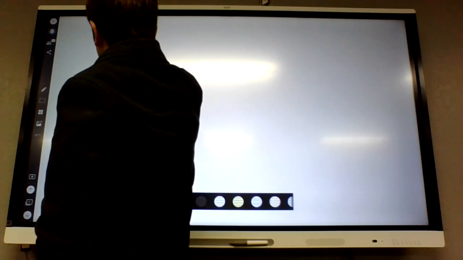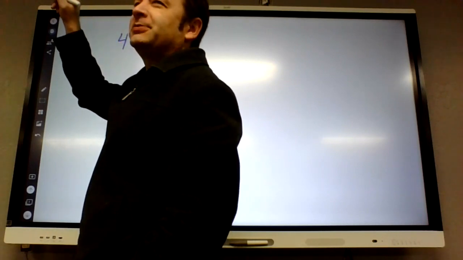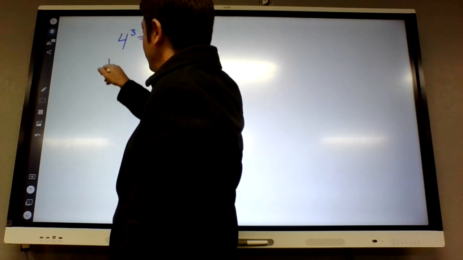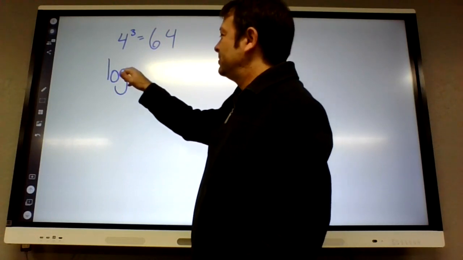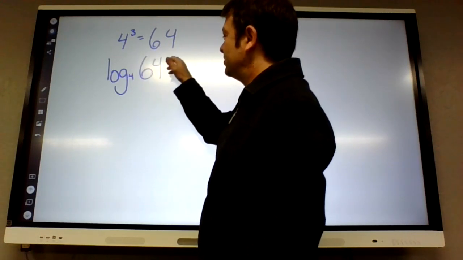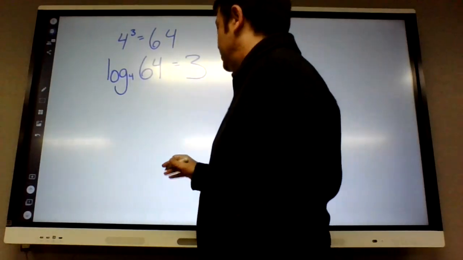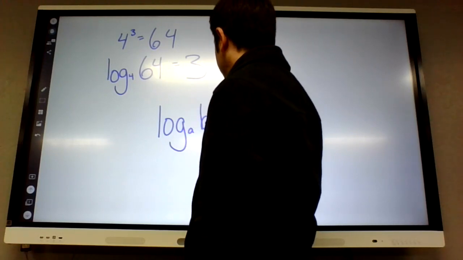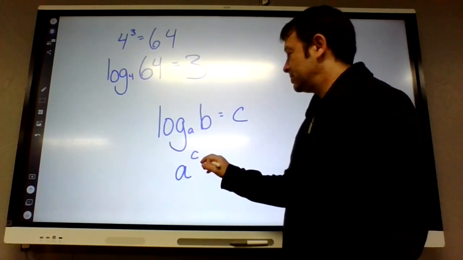Well, actually, before I jump in, let's do a quick review. You guys know what 4 to the third is equal to? 64. What's this as a logarithm statement? Log base 4 of 64 equals 3. So it's the ACB order. And you can go backwards: if you have this, it would be A to the C equals B.